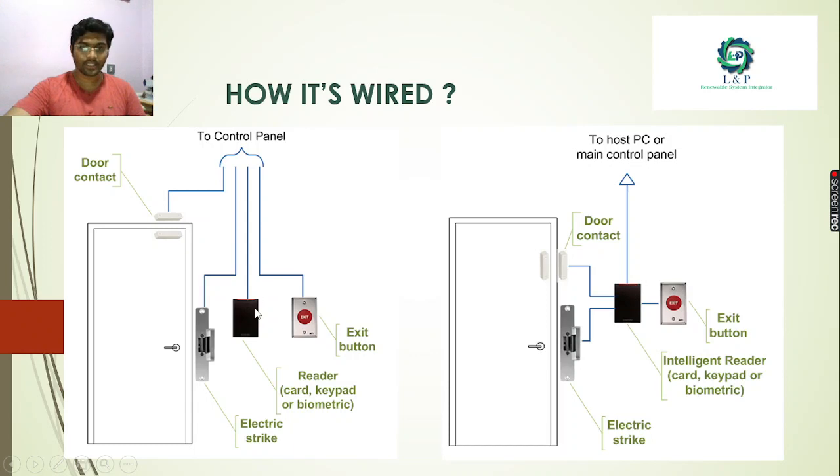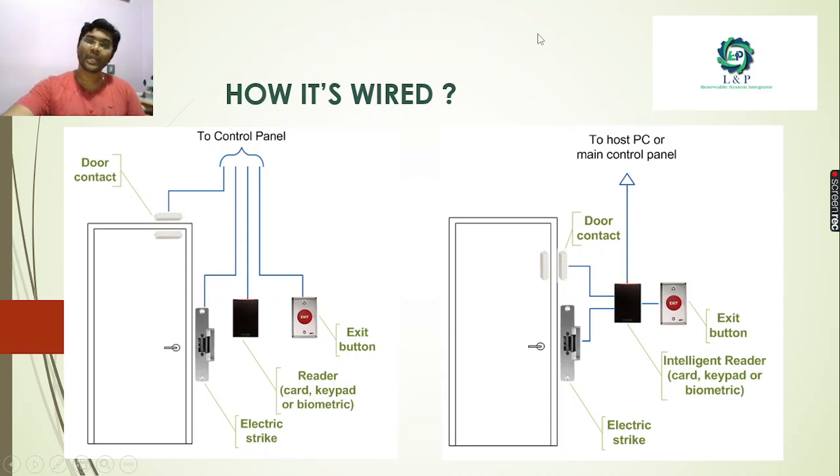So if we consider here, the card reader is an input device, and the emergency exit button is also an input device, and the door contact and the electric strike are output devices. So these two will be controlled from the control panel with the help of a relay. Okay, and apart from it, there is one more method we can wire. Either we can connect to the main control panel or a sub control panel.